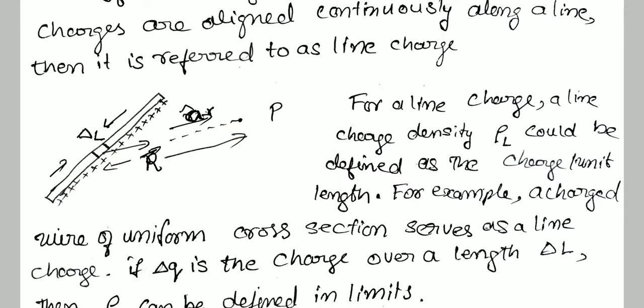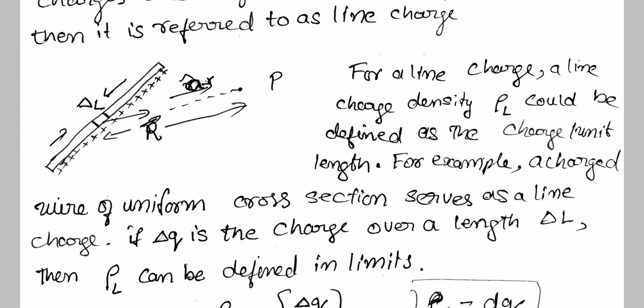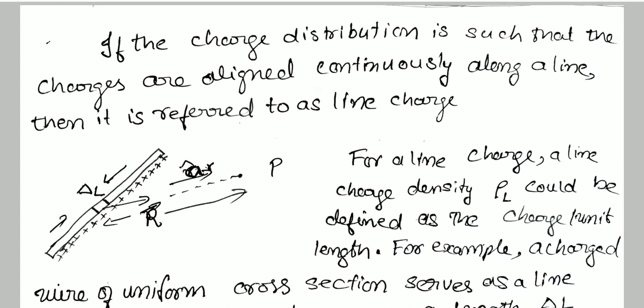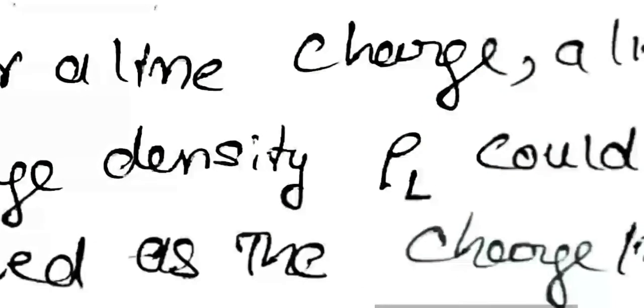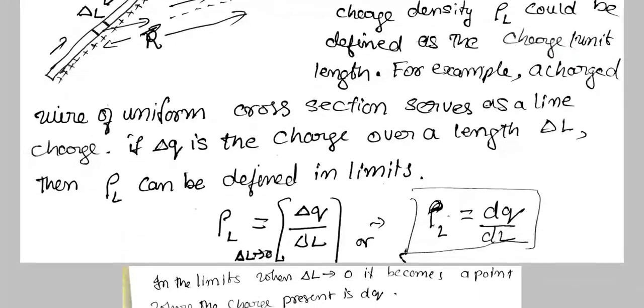For a line charge, we are taking a parameter called line charge density, and it is defined as charge per unit length, indicated by the symbol rho L. Rho L is the symbol to indicate the uniform charge density.